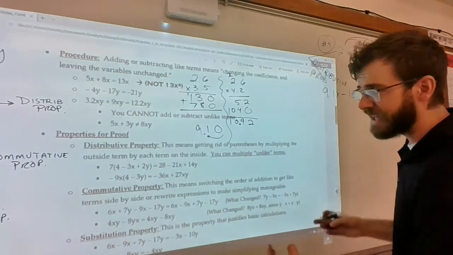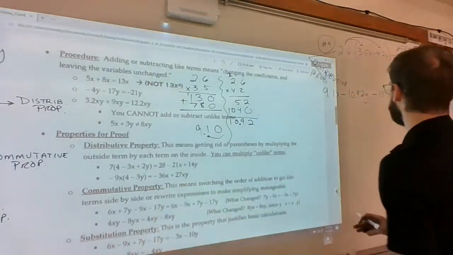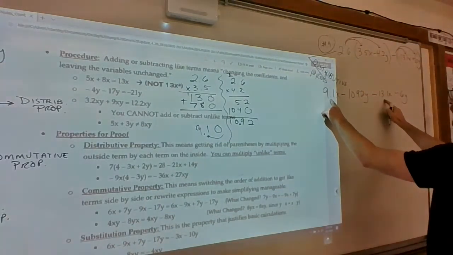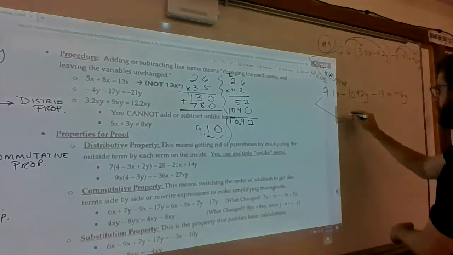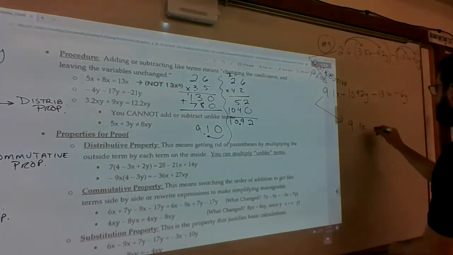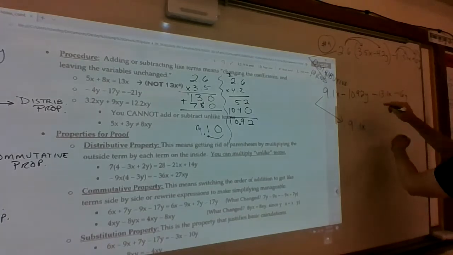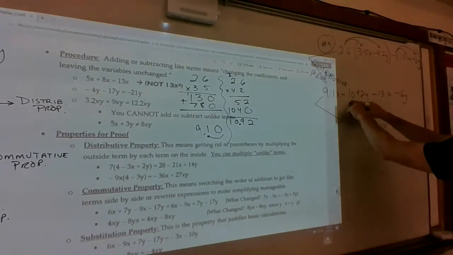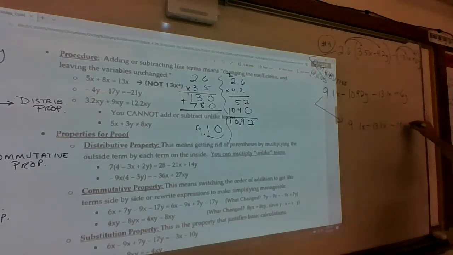Step 2, we need to get the like terms side by side. That's the commutative property. So this 9.1x and this negative 13.1x need to be together. So I'm just going to flip-flop these two terms. The negative 13.1x goes here. The negative 10.92y goes here. And then the negative 6y remains.